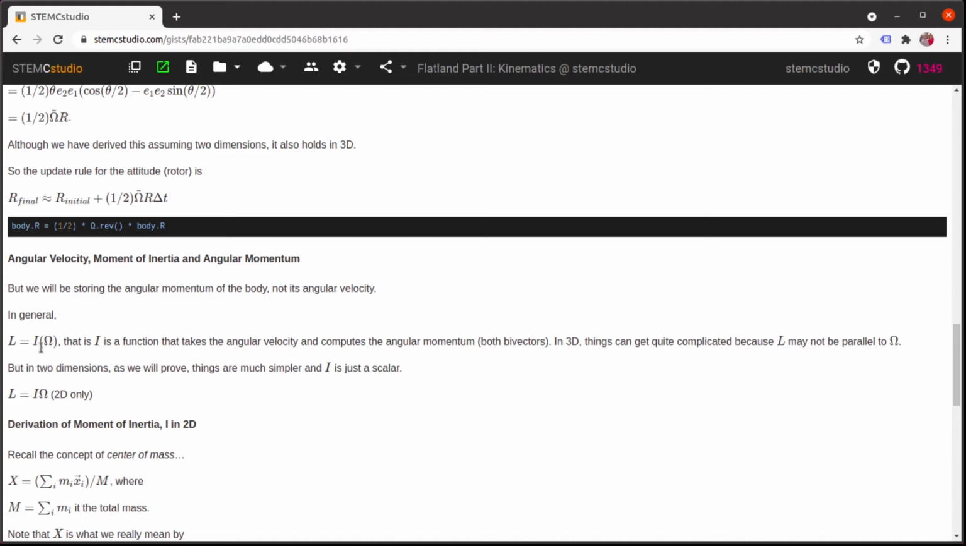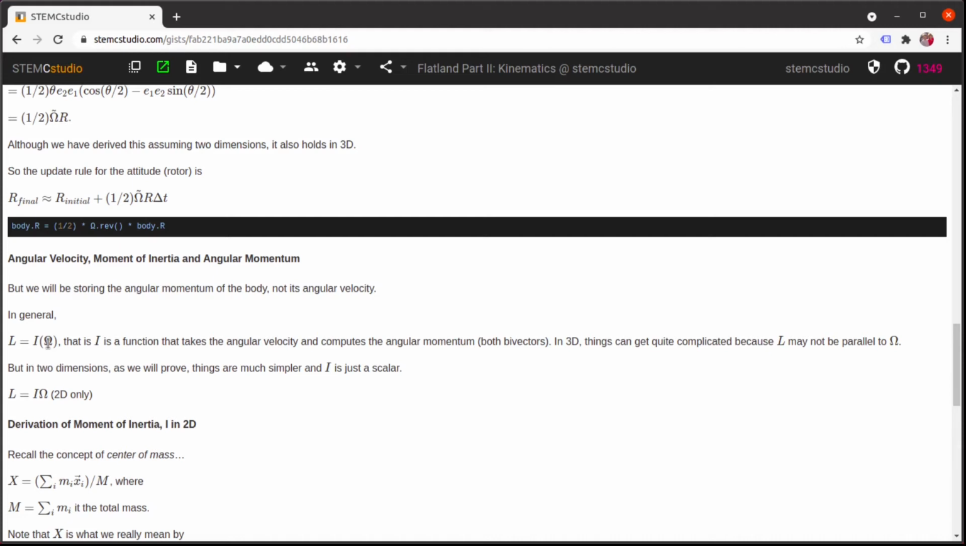The important thing to remember is that the moment of inertia is generally a function where you put the angular velocity in and you get L out, and this can be quite complicated in 3D because the angular momentum L and the angular velocity don't have to be in the same plane. In other words, the object may be rotating in one plane, that's its angular velocity, but its angular momentum is in a different plane.